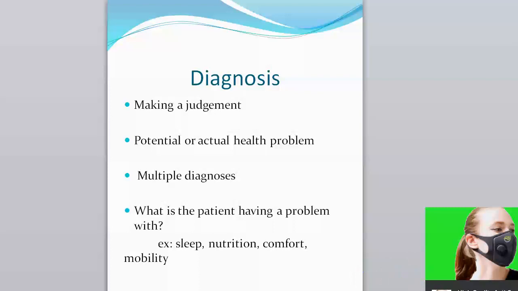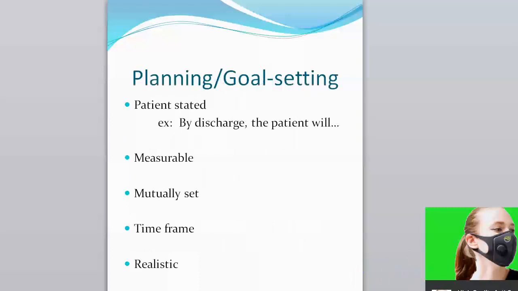Then our next step is planning and goal setting. For example, by discharge the patient will have a pulse ox of 95% when ambulating. Again, those goals should follow that SMART acronym: specific, measurable, attainable, realistic, and within a realistic time frame as well.